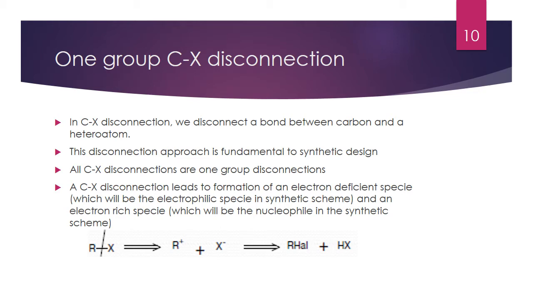When you convert these fragments into meaningful entities, the positive charge should be attached to some electronegative atom. So here we have attached a halogen, and X, which is negatively charged, should be attached to a proton. So here we have attached a proton. So we have converted the synthons into meaningful entities. This is the basic design for C-X disconnection.